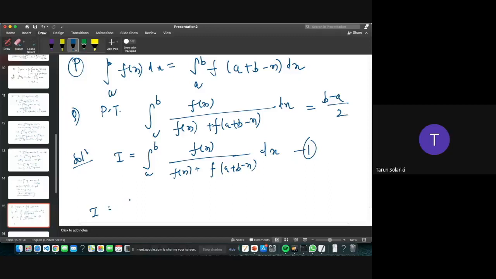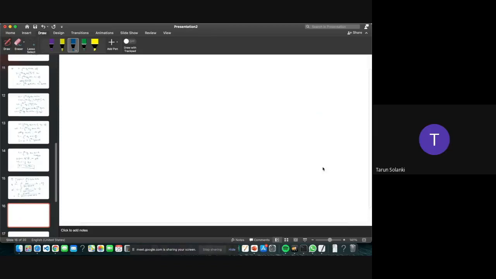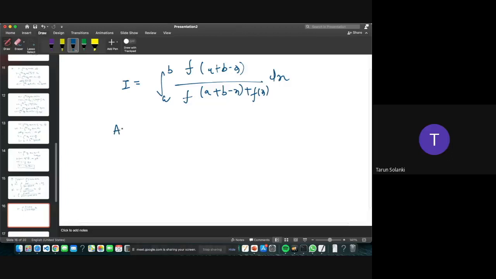So applying the property, we can write I from a to b as f of a plus b minus x divided by f of a plus b minus x plus f of a plus b minus of a plus b minus x, dx. So I is the integral from a to b of f of a plus b minus x divided by f of a plus b minus x plus f x, dx, right?